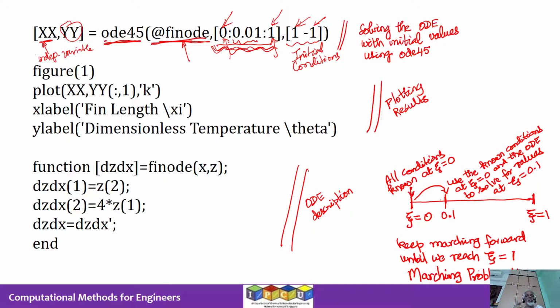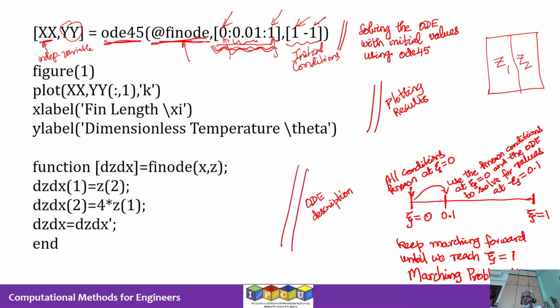YY contains the values of the dependent variable at the values specified in XX. So here, in this problem, YY will contain two columns. The first column will be Z1, the second column will be Z2. If you're solving a fifth order ODE, you would have 5 symbols: Z1, Z2, Z3, Z4, and Z5, in which case YY would contain 5 columns. The first column for Z1, the second column for Z2, the third column for Z3, the fourth column for Z4, the fifth column for Z5.